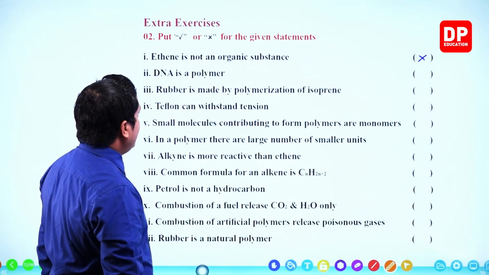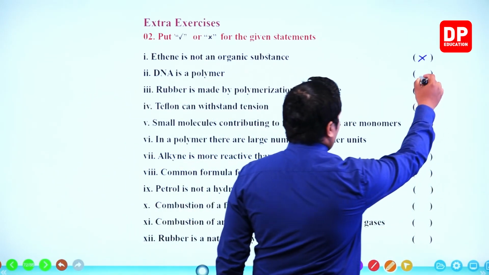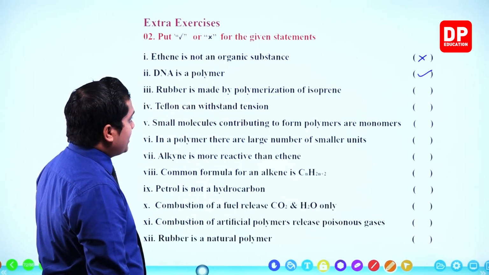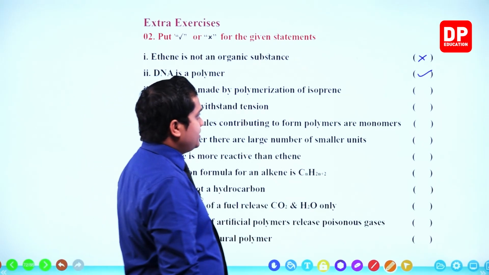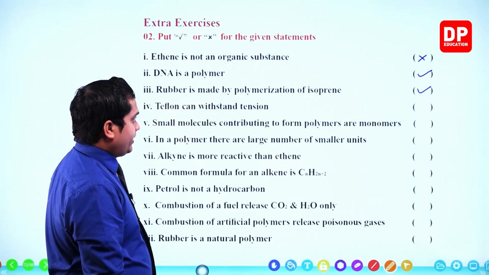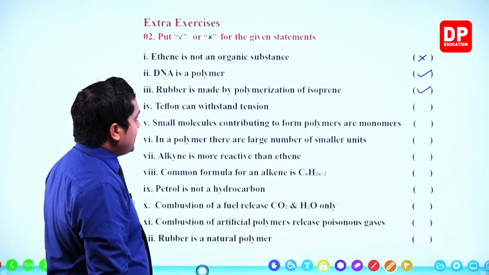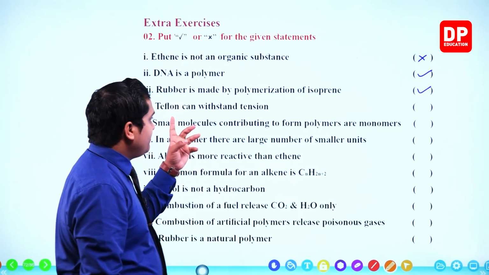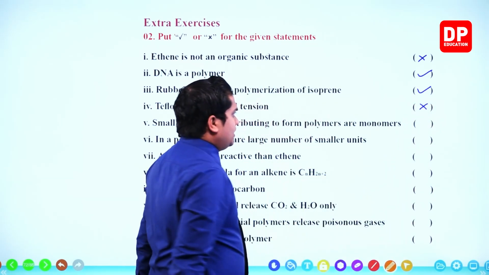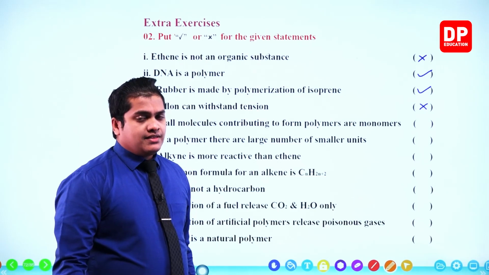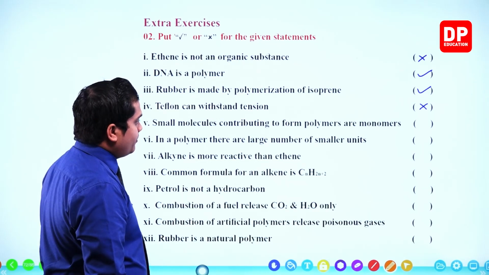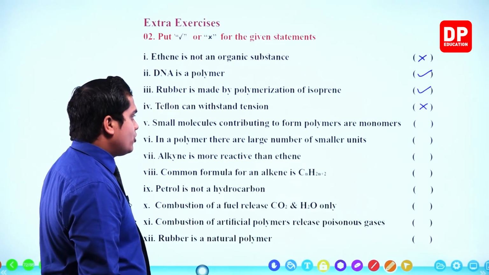Next one, DNA is a polymer. Correct. DNA is a good natural polymer. Next one, rubber is made by polymerization of isoprene. That is also correct. By the polymerization of isoprene molecules, rubber is made. Correct. Teflon can withstand tensions. Incorrect. Actually, PVC and polythene can withstand tensions, right? Next one. Small molecules contributing to form polymers are monomers. Correct.